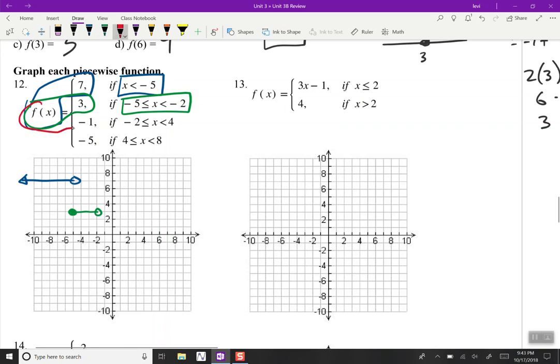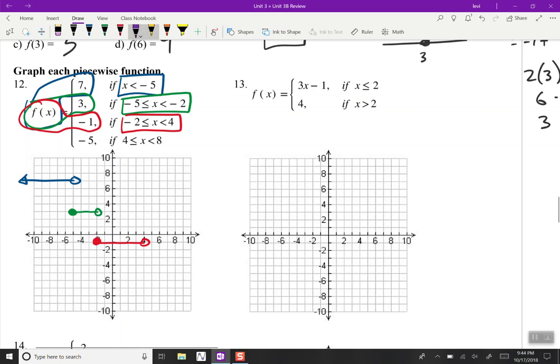Next one, f of x equals -1. Same thing, that would be this, right? But now our constraint says that we just want x values from -2 to 4, so we just want that section of that graph. So we'll erase it, redo it from -2 to 4, just that section. And at -2 we have the equal symbol, so we're going to use a closed circle. And at 4 we don't have the equal symbol, so it's an open circle.